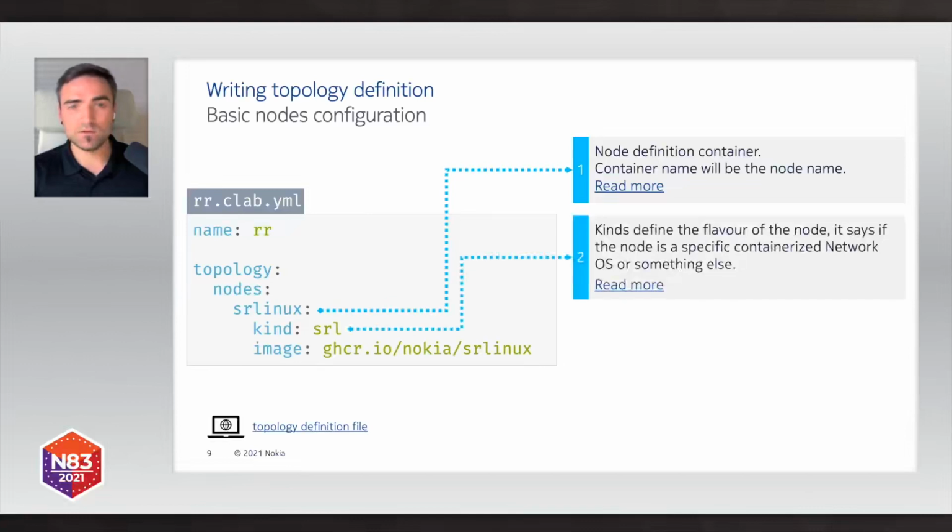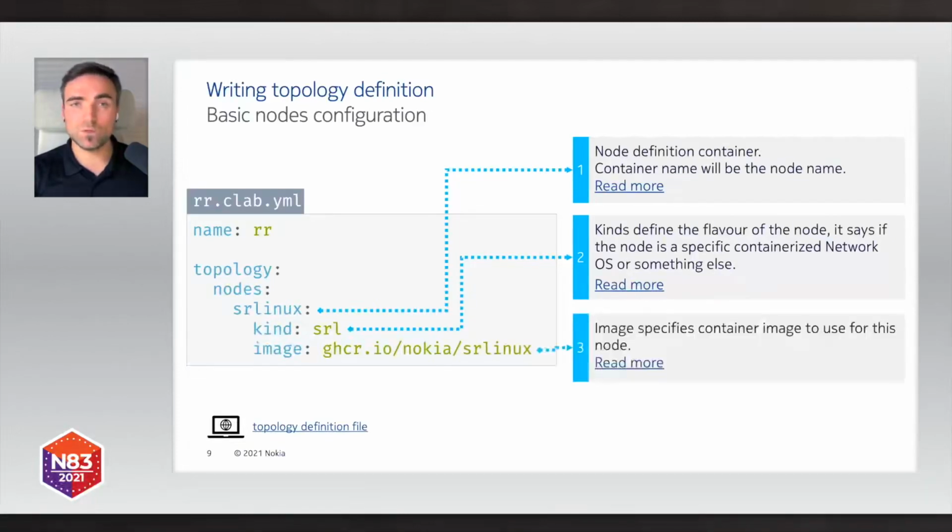What is important to mention here is that every node must have a kind, and kind defines the flavor of the node. It allows us to tell ContainerLab what operating system this node will be when we deploy the lab. And with kind, we basically encode the rules for how to deploy different network operating systems on your machine.